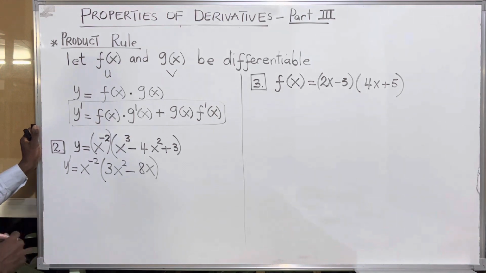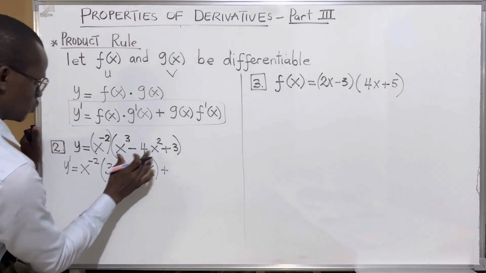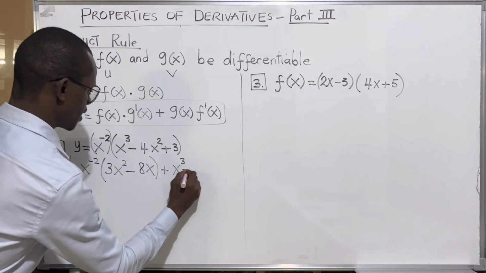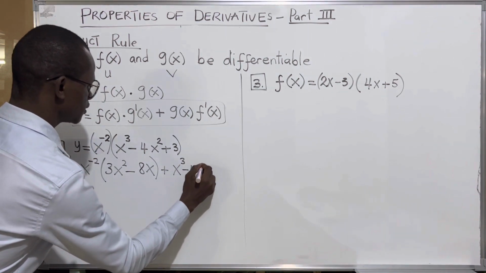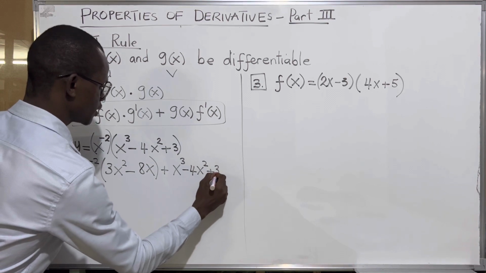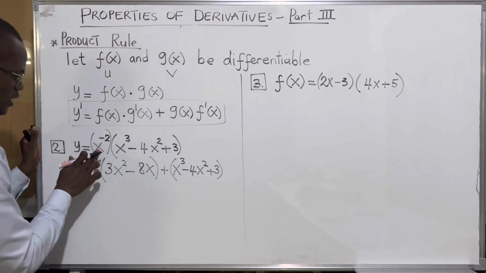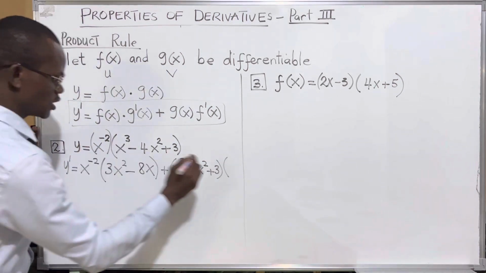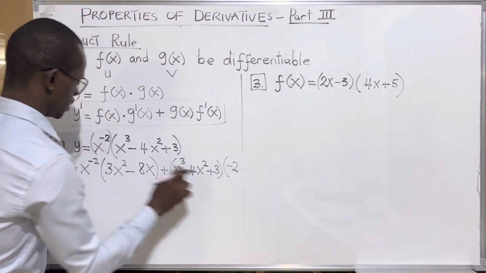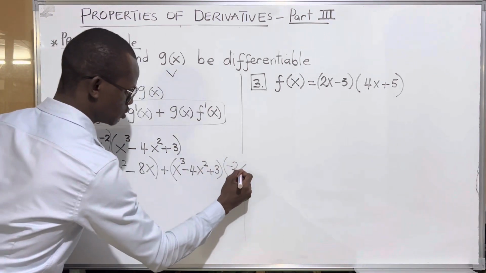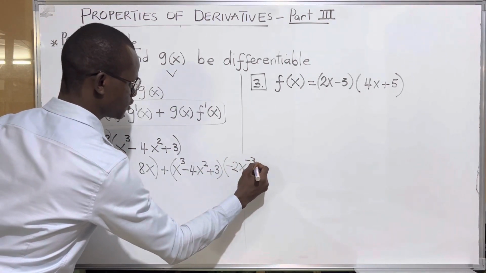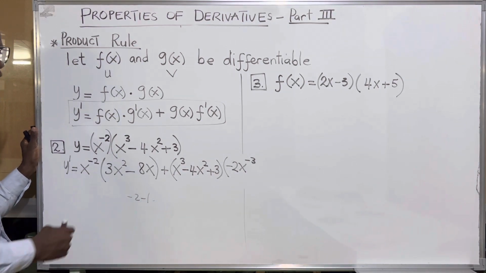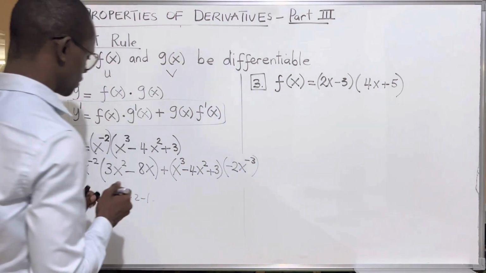So that one is finished. Plus, we hold the next factor, which is x cubed minus 4x squared plus 3. Then we differentiate x to the power minus 2. So we bring this 2 down, minus 2, and then we subtract 1 from minus 2. It will give us minus 3, because minus 2 and minus 1, the signs are the same, so you add them. It gives us minus 3.